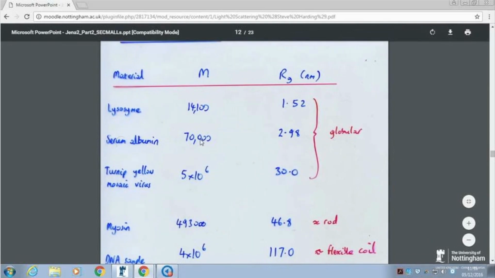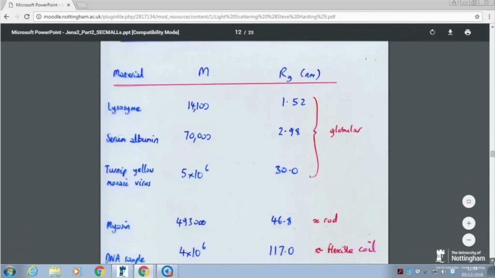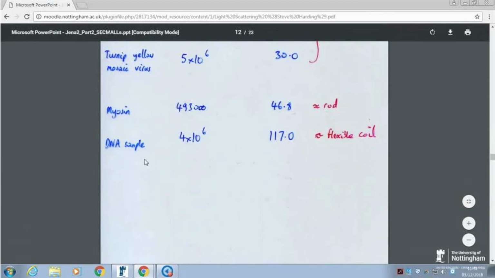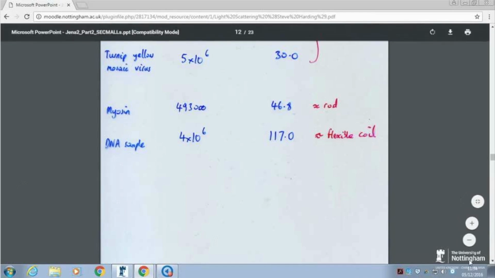Here's some typical values. Again, a misprint. The Waldmann's not on here. But these are sort of values you get for globular particles, including, this is not the tomato bushy stunt, but a related virus called turnip yellow mosaic virus, 5 million molecular weight, 30 nanometers RG. And then with these different shape molecules, myosin, rod shape, and DNA, which is a semi-flexible coil molecule, some examples. Okay, so now you know what sort of RGs to expect. Gyration radii.